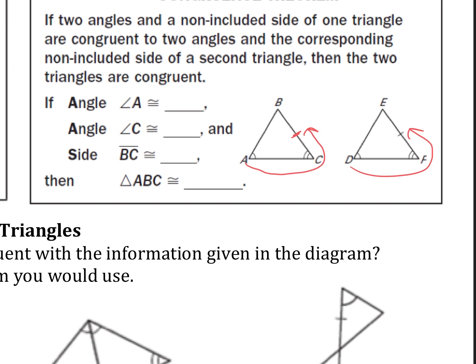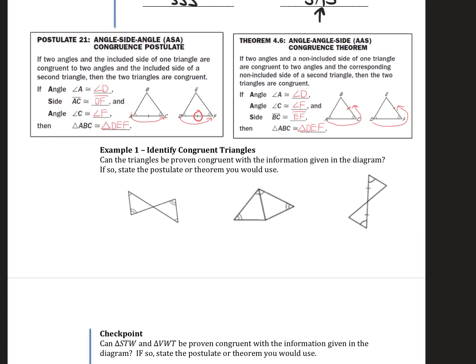So we have angle A is congruent to what? Angle D. Angle C is congruent to what? Angle F. BC is congruent to EF. And triangle ABC is congruent to triangle DEF. All right, sounds good.